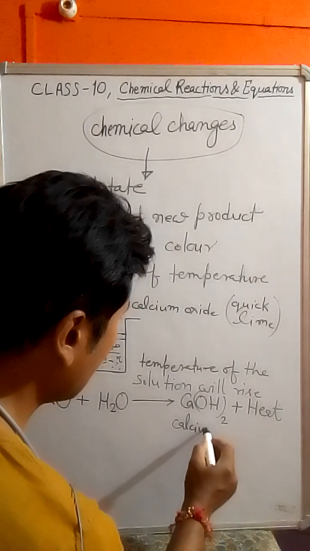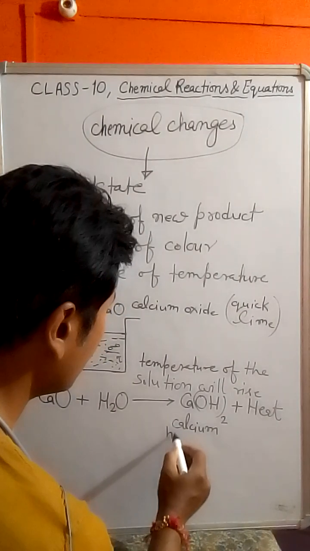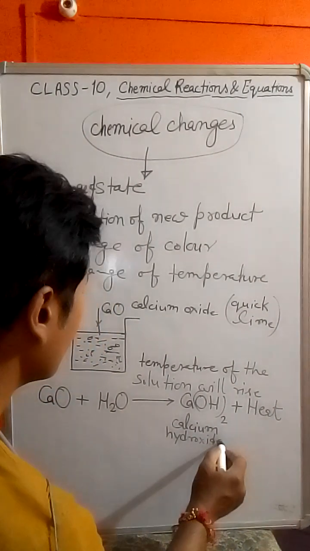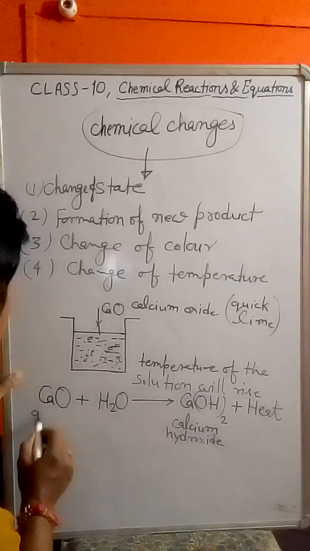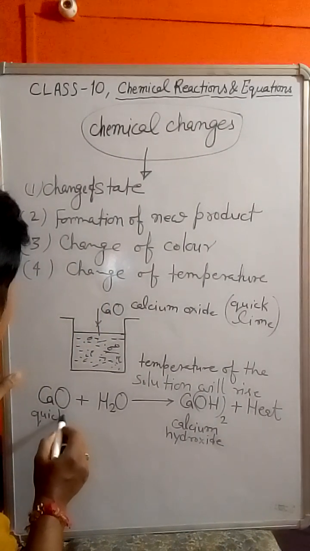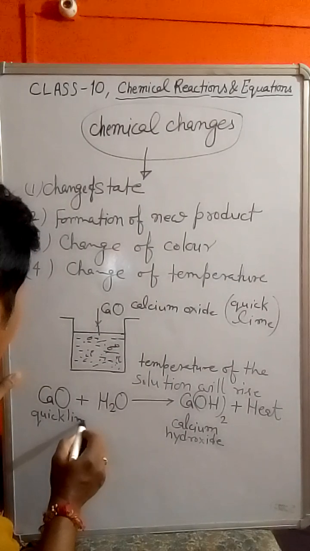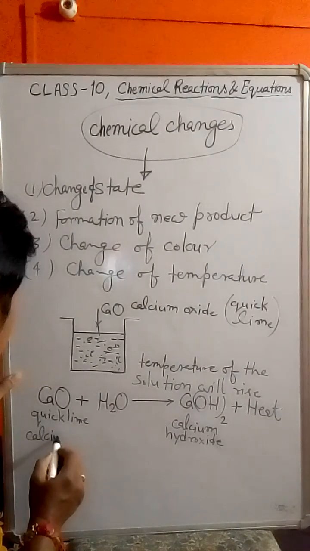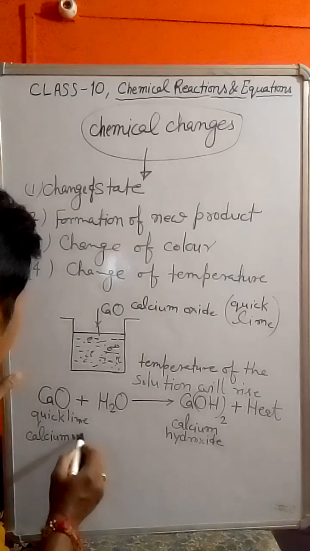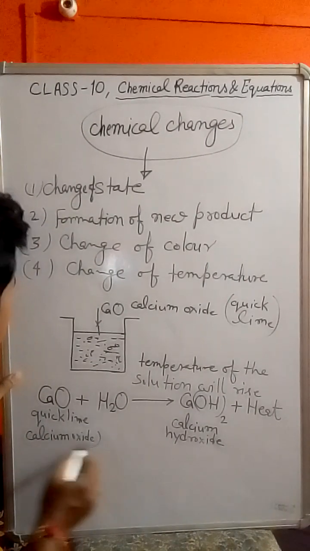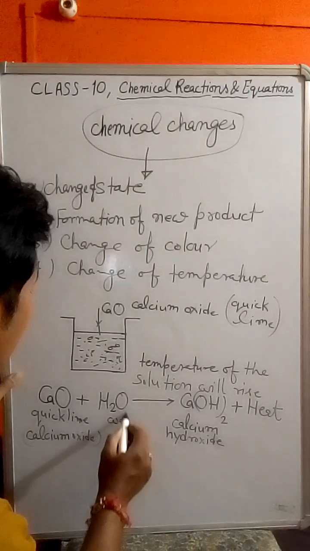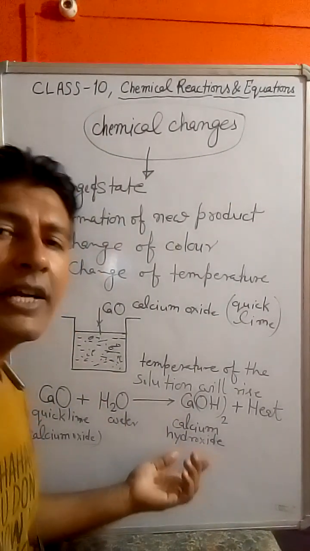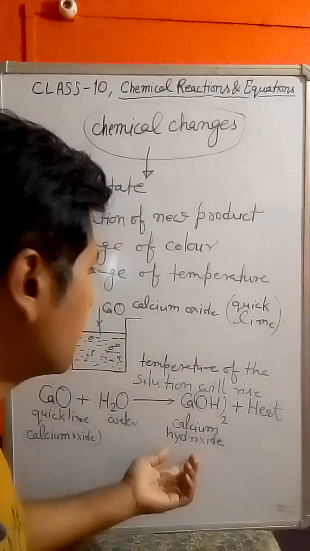This is calcium hydroxide, and this is quicklime, which is calcium oxide, and this is of course water. So calcium hydroxide is formed, right? This point is clear.